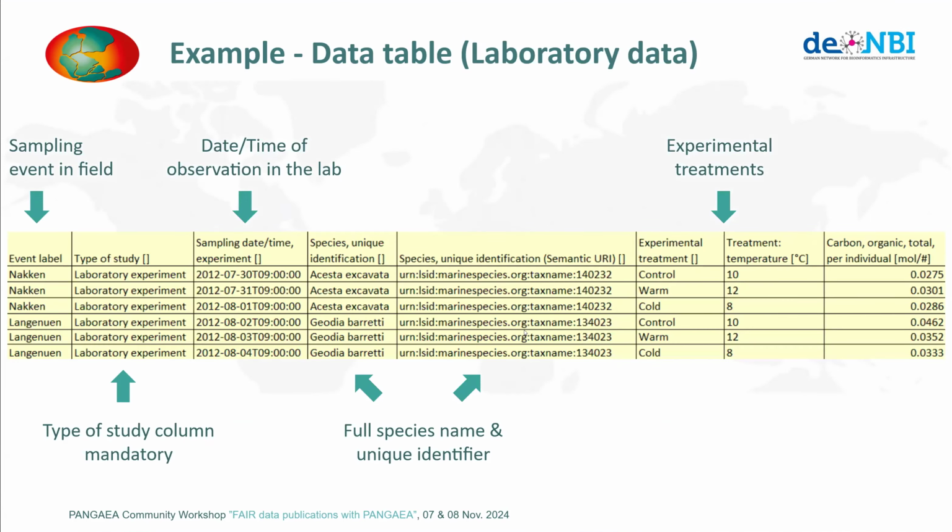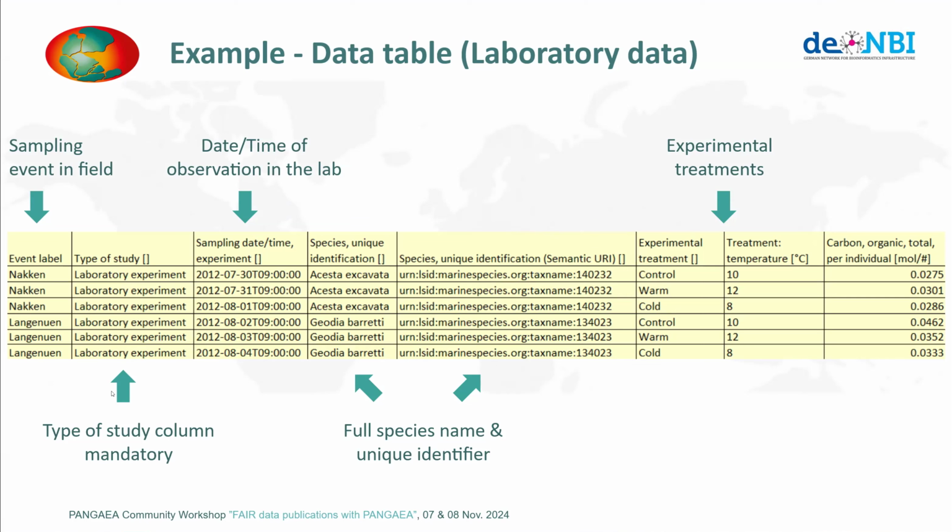So in my project, I often get questions about laboratory data. So I would also like to show you another example here, because we also accept laboratory data at PANGAEA, but it looks a little bit different. As the event, you would actually add the sampling event in the field. So if you, for example, did an experiment with sediment, or in this case, an experiment with some species, you would give the information about the original sampling event to us, if available.